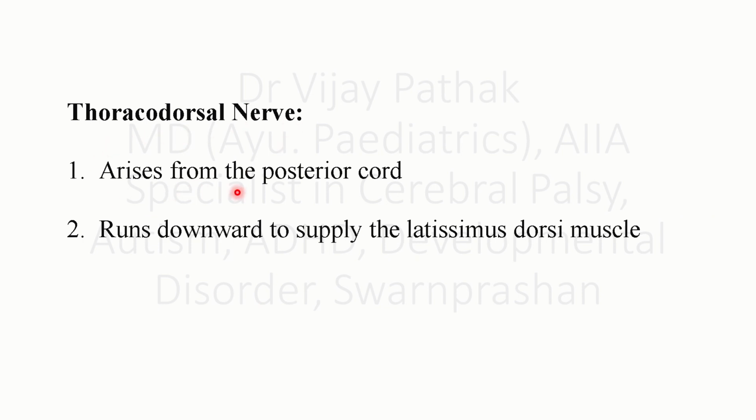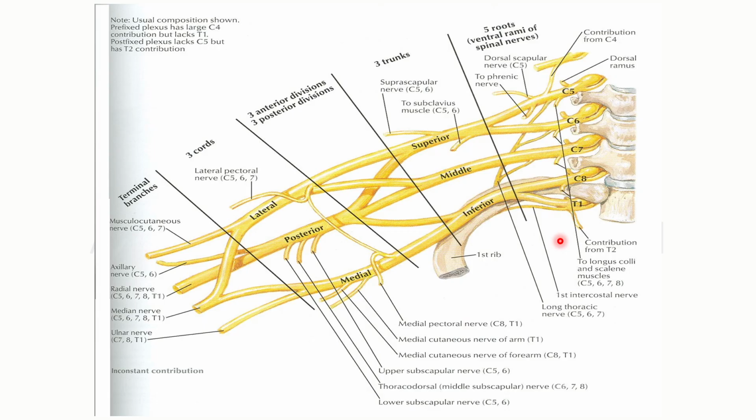Thoracodorsal nerve. This arises from the posterior cord and supplies the latissimus dorsi muscle. The thoracodorsal nerve is a branch of the posterior cord and supplies the latissimus dorsi.